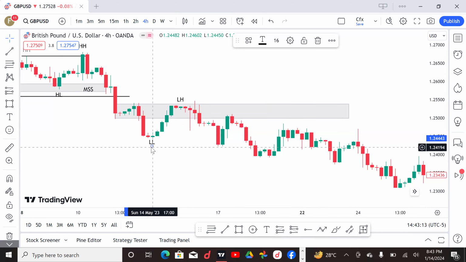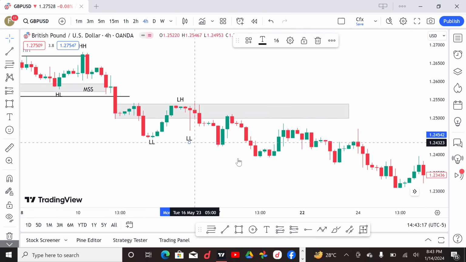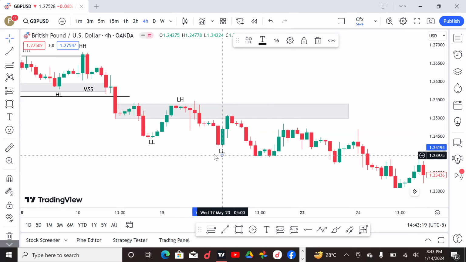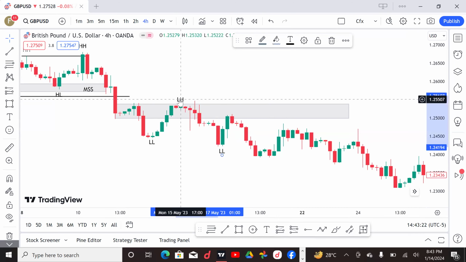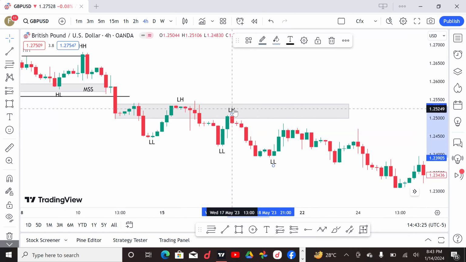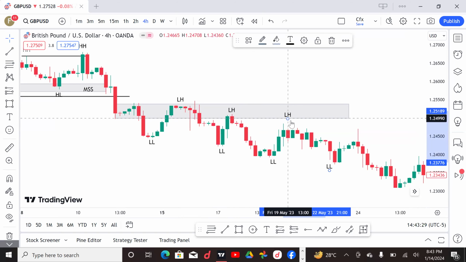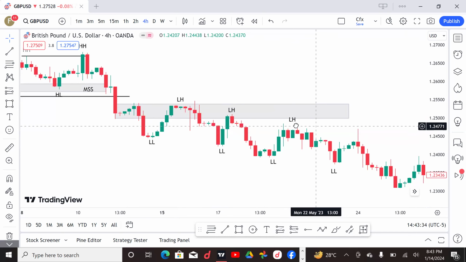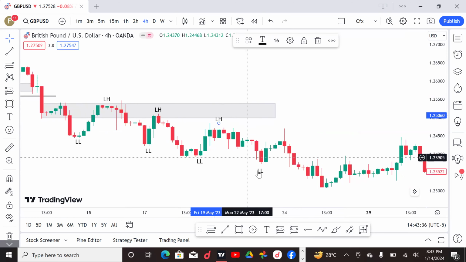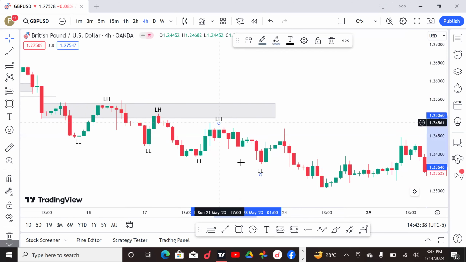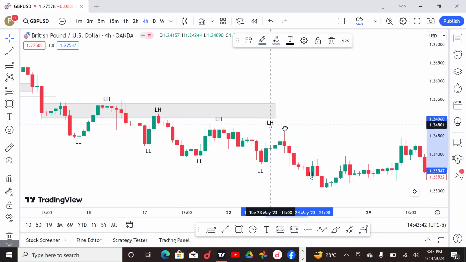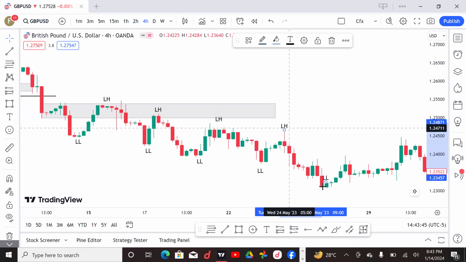Look at what happened, right? From here now, you can see price clearly giving us this new lower low, giving us this new lower high, giving us this new lower low.